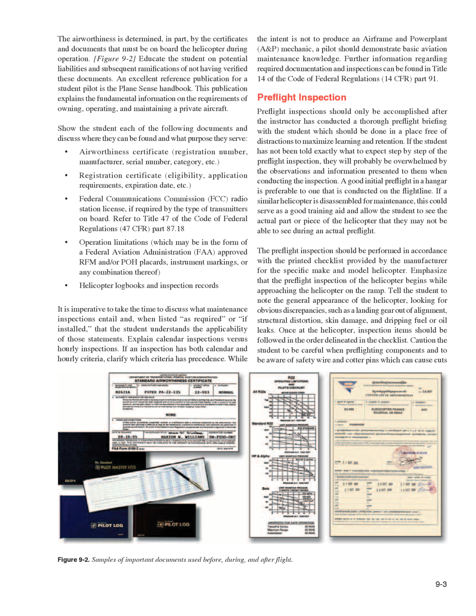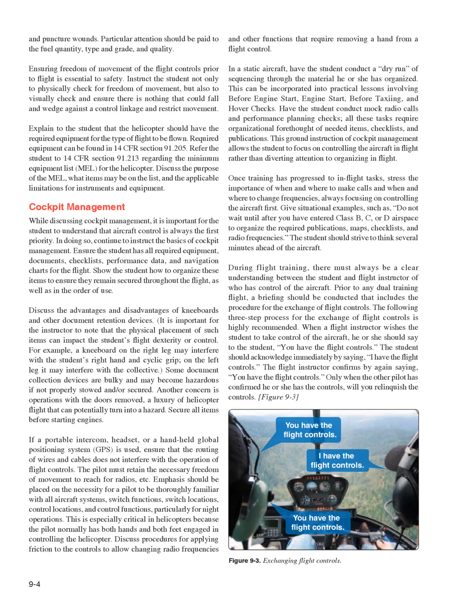Caution the student to be careful when pre-flighting components and to be aware of safety wire and cotter pins which can cause cuts and puncture wounds. Particular attention should be paid to the fuel quantity, type and grade, and quality. Ensuring freedom of movement of the flight controls prior to flight is essential to safety. Instruct the student not only to physically check for freedom of movement, but also to visually check and ensure there is nothing that could fall and wedge against a control linkage and restrict movement.